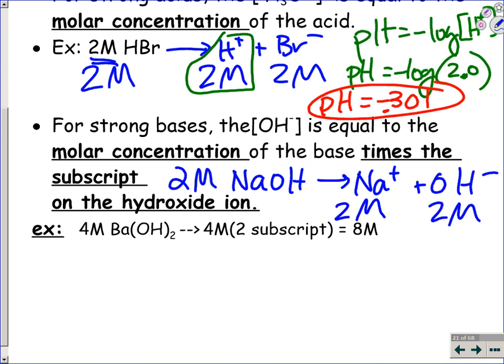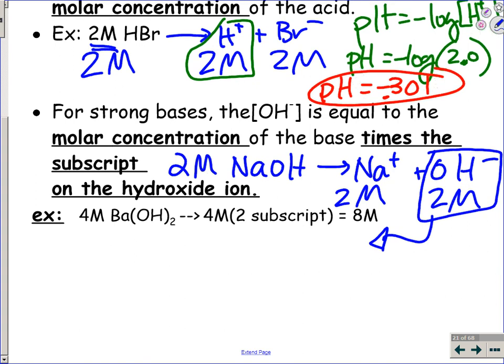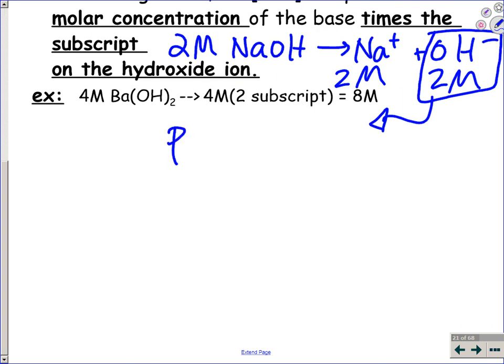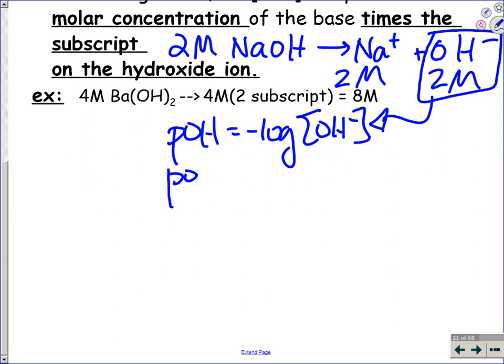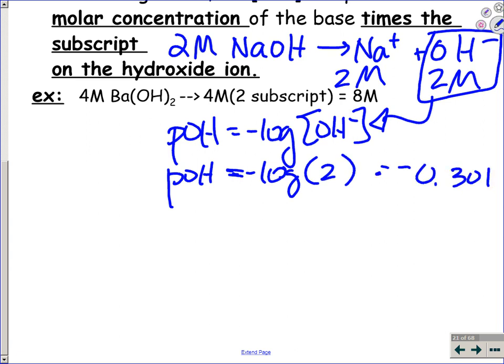Hydroxide, right? So I could then take this and plug this into what equation? Well, what would I be solving for? Good, pOH, not pH, because that's not what hydroxide is going to immediately give us information about. So I would do pOH is equal to negative log of hydroxide. So pOH equals negative log of 2, which is negative 0.301 again, right?